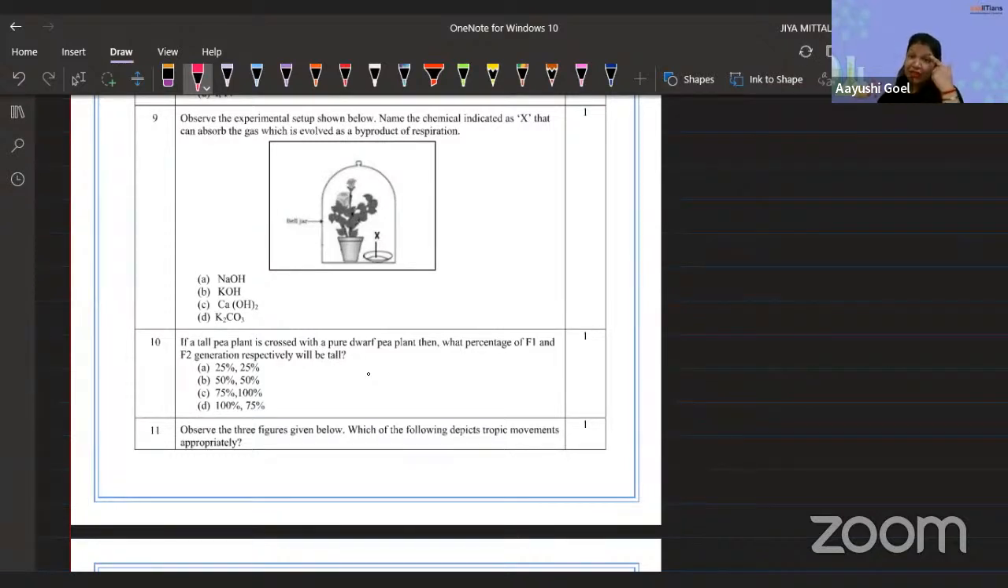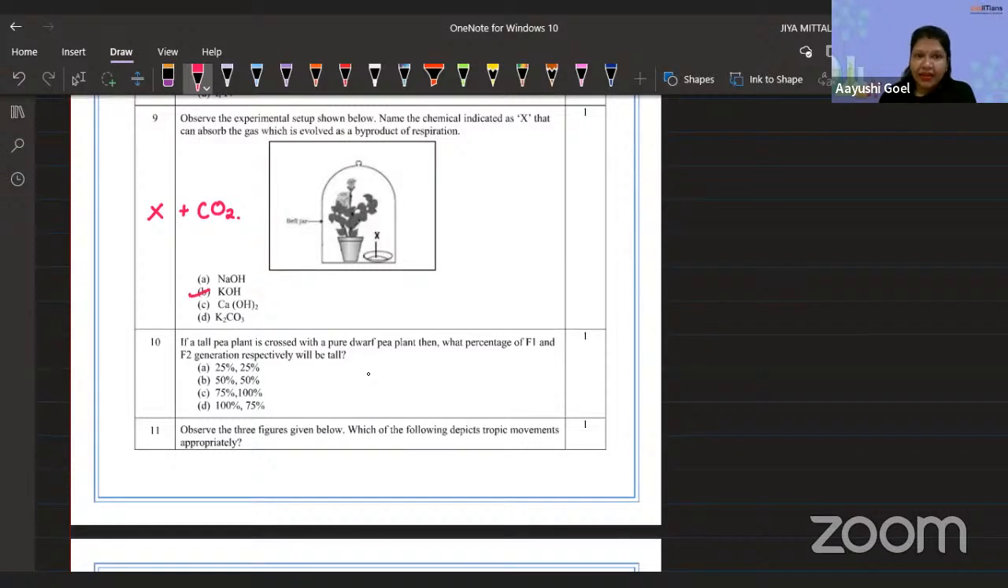Okay, this chapter is not done till yet. First, this is actually done in the case of chemistry, when we learned acids and bases. See here, over the experiment setup, that is actually the activity done in the NCERT. Name the chemical X that can absorb the gas which is evolved as a byproduct of respiration. See, the byproduct of respiration is basically carbon dioxide, right? So carbon dioxide gas is produced, and X is a component which reacts with it. So it will be KOH.